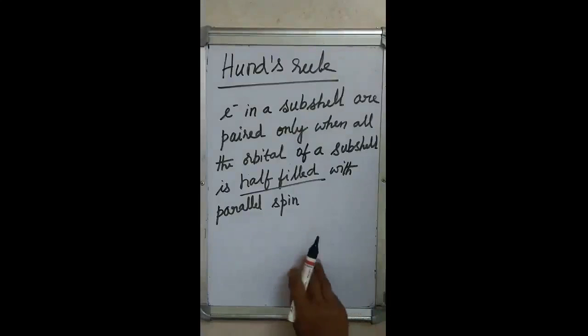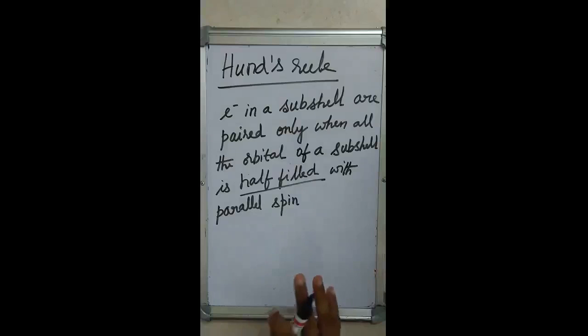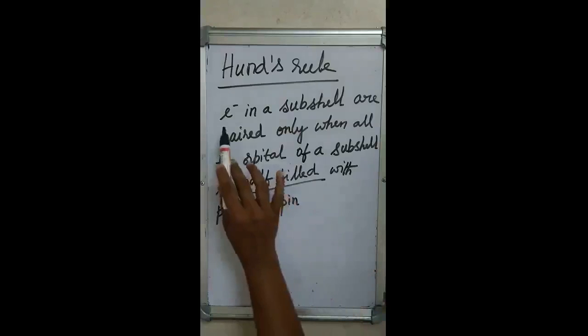Next rule is Hund's rule. So I have finished the first one, the Aufbau principle with the n plus l rule, and the third one, Pauli's exclusion principle. The fourth one is Hund's rule. This is also very important for the exam. Usually it is asked for 2 marks: state and explain Hund's rule. Now what is the meaning of Hund's rule? Here, how electrons are filled.